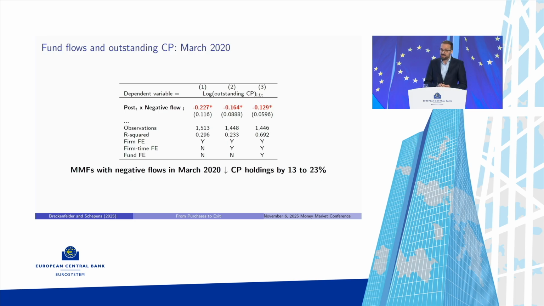And this is what you see in this regression setup. On the left-hand side, we have the log of outstanding commercial paper on a firm-money market fund basis. And money market funds with negative flows, this is what you see here, reduce their commercial paper holdings by 13 to 23%, depending on the specification, column 1 to column 3.